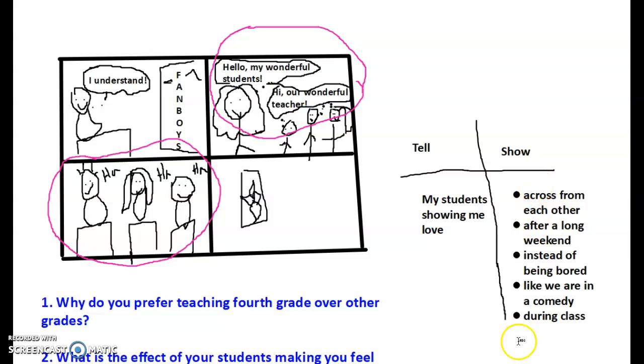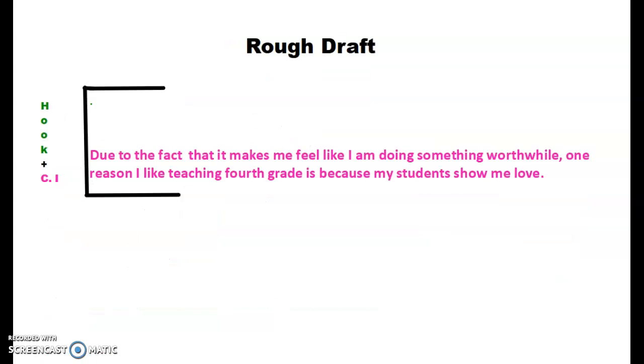We can either use the rule of 3 and choose 3 things from our show, and it'll sound something like, instead of being bored during class, my students and I learn by acting like we are in a comedy. Due to the fact that it makes me feel like I'm doing something worthwhile, one reason I like teaching fourth grade is because my students show me love.